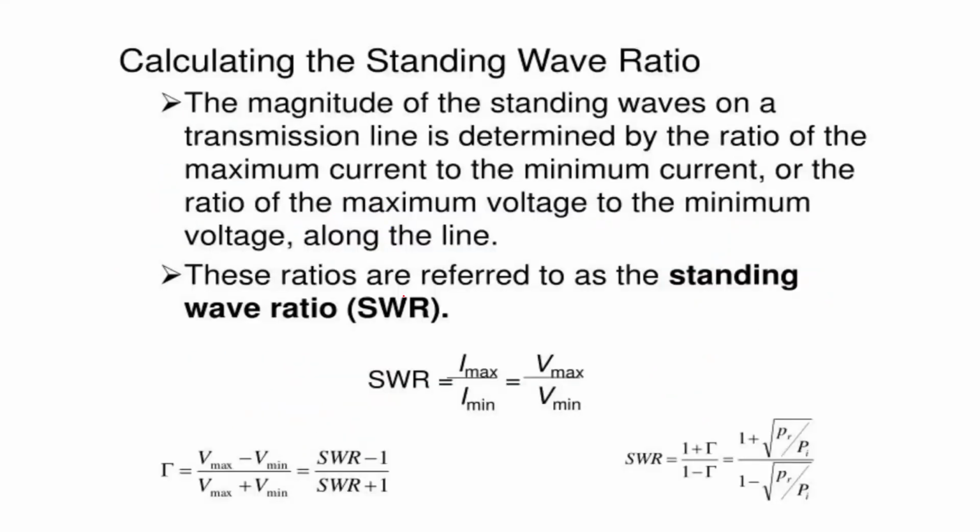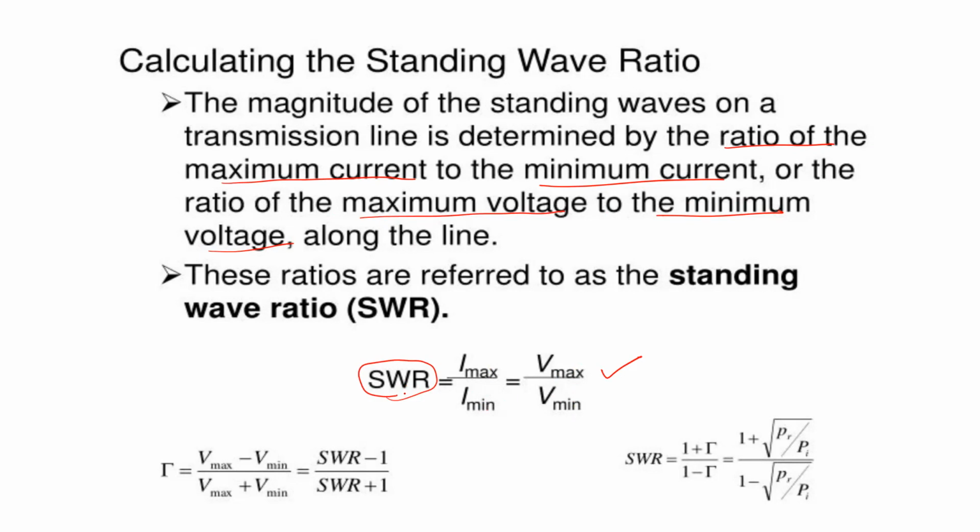Now coming to the formula to find the standing wave ratio, it is determined by the ratio of maximum current to the minimum current, or with respect to voltage, the ratio of maximum voltage to the minimum voltage along the transmission line. So the expression is I max by I min, or V max by V min. This standing wave ratio, in short, will be represented as SWR.